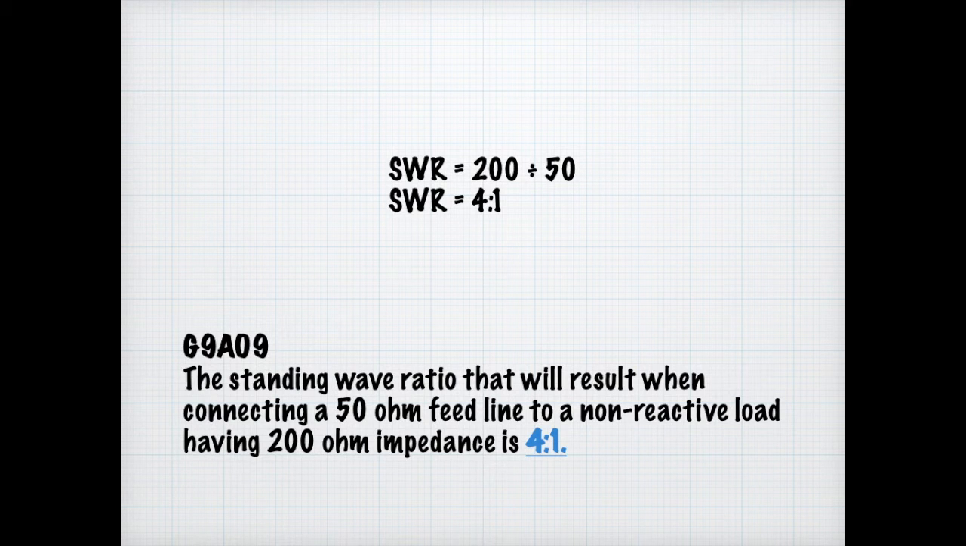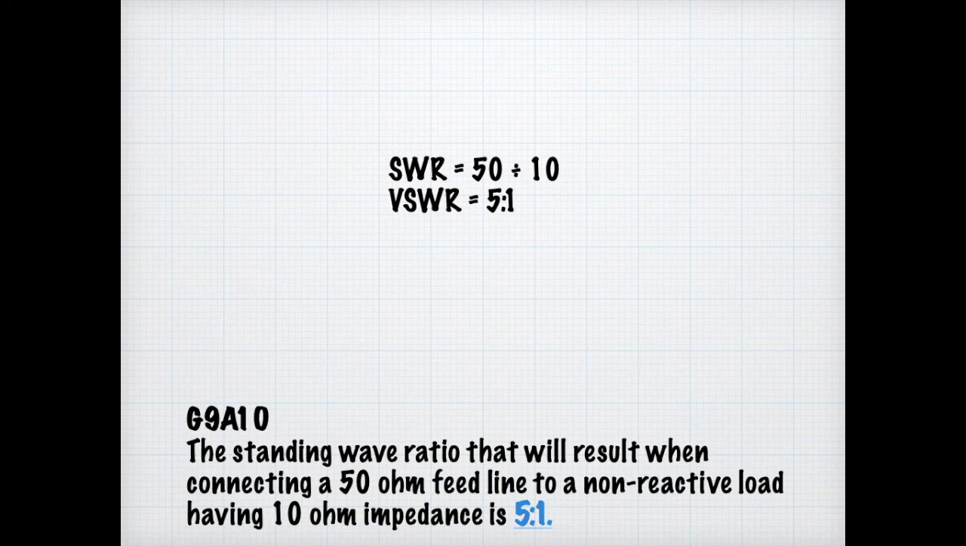Alternatively, you could just remember that the standing wave ratio that will result when connecting a 50 ohm feed line to a non-reactive load having 200 ohm impedance is 4:1. Using the same math, you need to know on the exam that the standing wave ratio that will result when connecting a 50 ohm feed line to a non-reactive load having 10 ohms is 5:1.